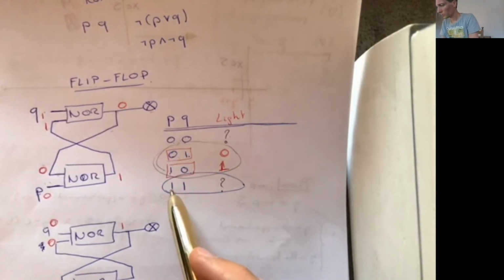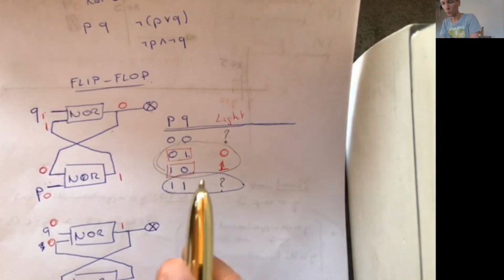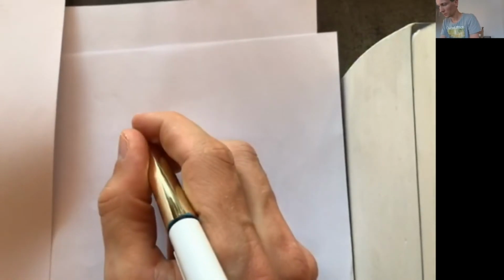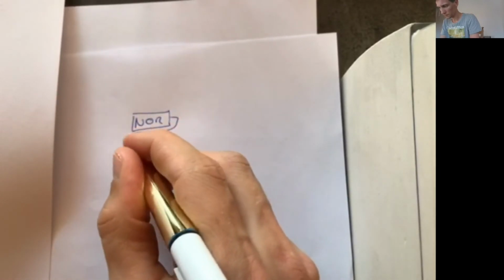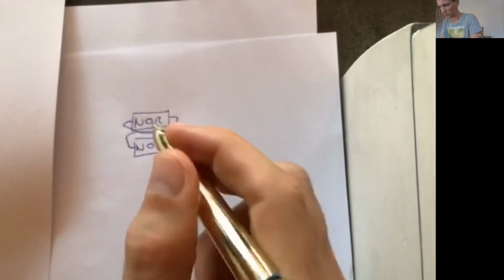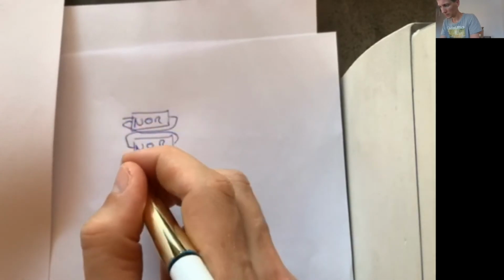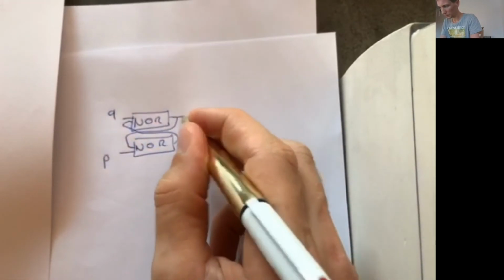So we have a last case where both inputs are equal to 1. So let's see what happens in this case. So we have the two NOR gates. This one goes here, this one goes here. It's a bad drawing, sorry. So we have Q, P, and we have our light bulb. Okay, so assume that both are equal to 1. So we have a 1 for Q, a 1 for P.